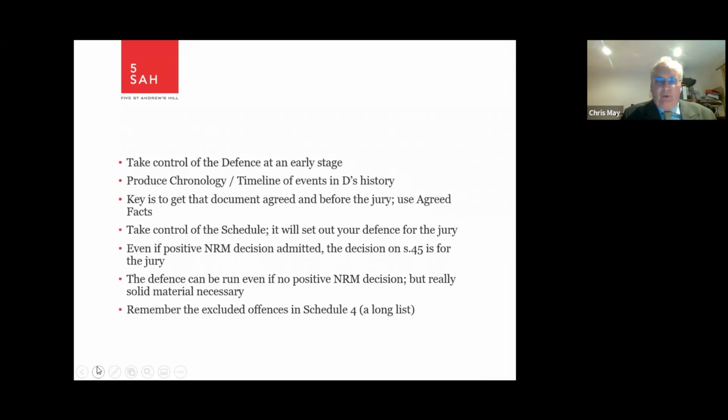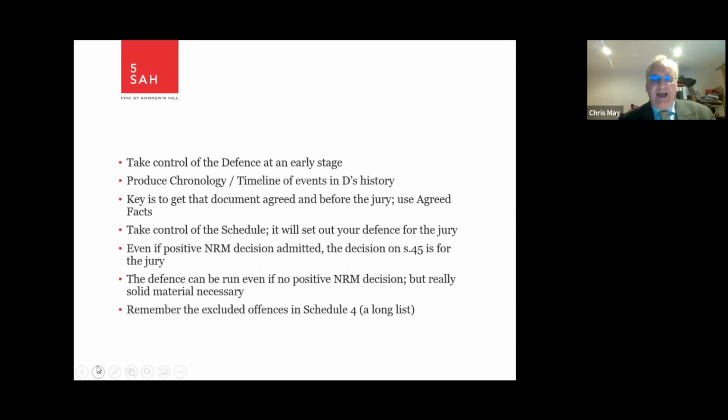Some suggestions for running the defence in the Crown Court. Take control of the defence at an early stage. So often defending, we are more likely to be reactive to the Crown. But this is an active defence that needs to be run. And a suggestion that I would make is to produce a chronology or a timeline of events in the defendant's history. Bring in all that you want in as much detail as you need from, for example, social services records, and get the prosecution to admit it.